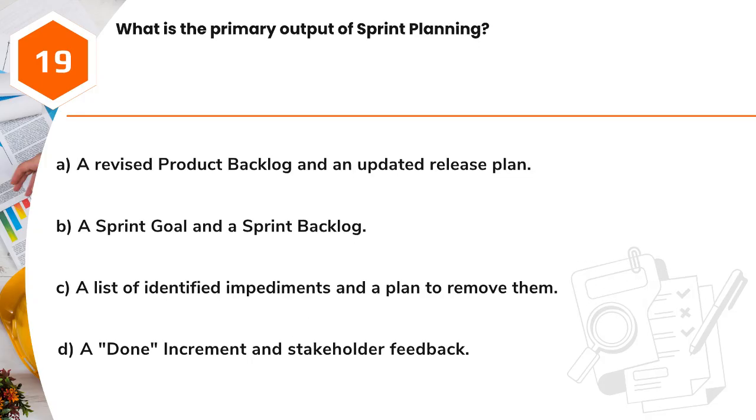Question 19. What is the primary output of sprint planning? A. A revised product backlog and an updated release plan. B. A sprint goal and a sprint backlog. C. A list of identified impediments and a plan to remove them. D. A done increment and stakeholder feedback.